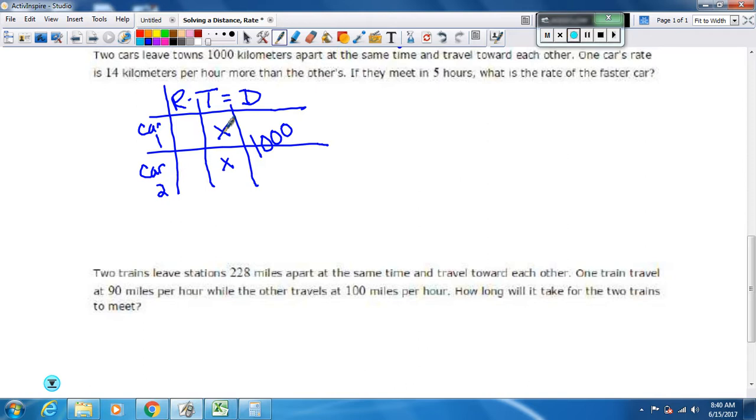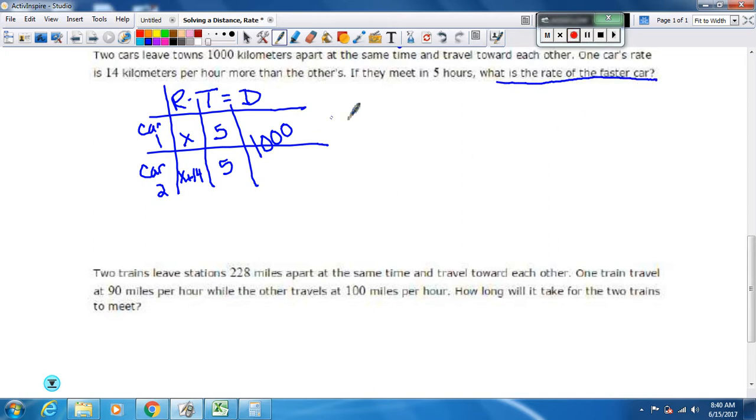One car's rate is 14 miles per hour more than the other's. So if we call this x, the other one has to be x plus 14. Because it's 14 miles an hour more than the other. If they meet in 5 hours. So actually, they did give us the time. So we can replace that with a 5. What is the rate of the faster car? We'll talk about that in a minute, what they're asking you.